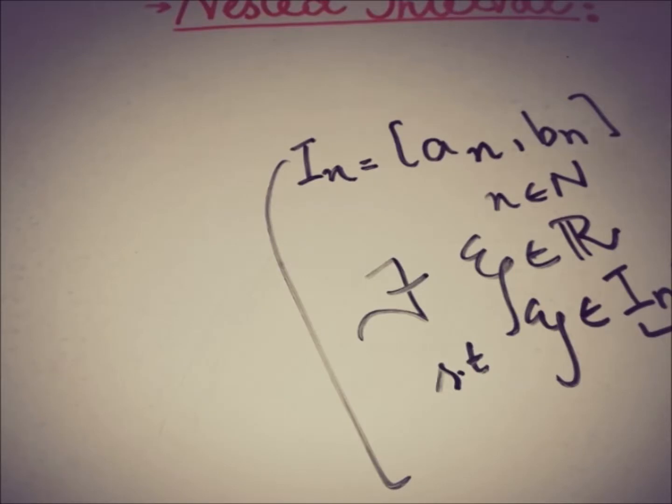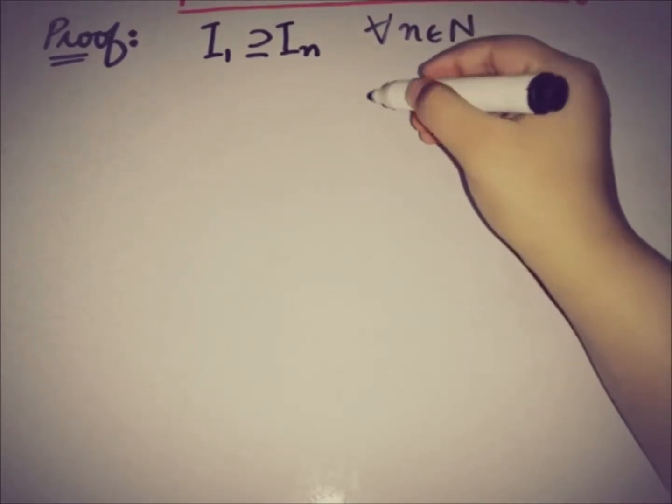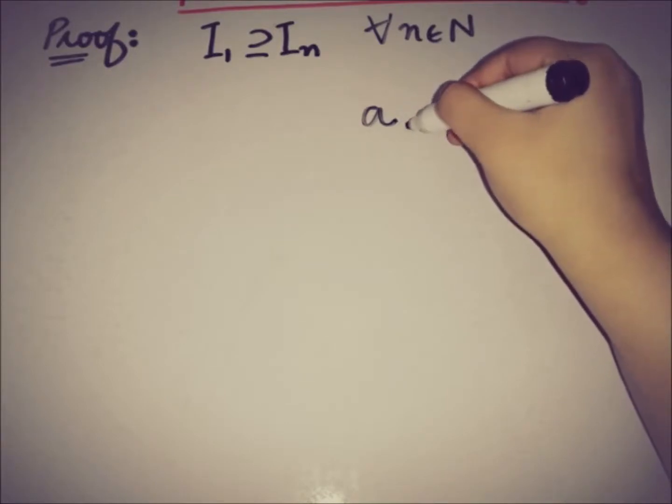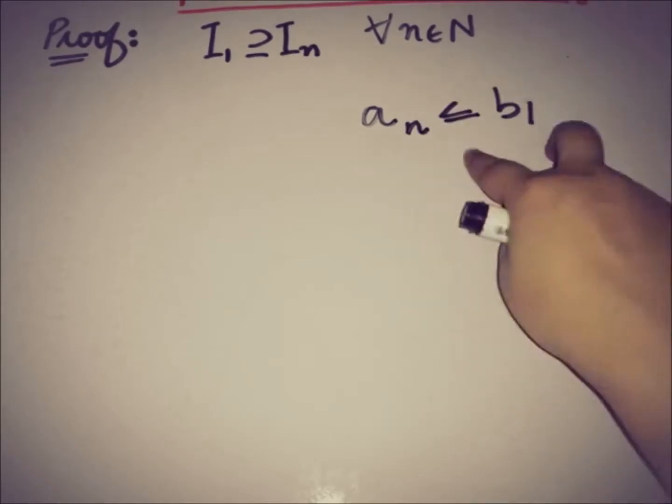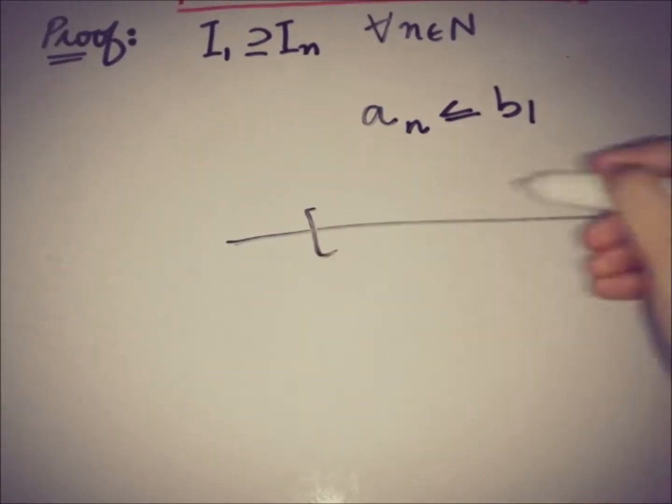Now we are going to prove this. It is given that we have a sequence of nested intervals and the intervals are closed and bounded. So the intervals are nested, and I1 is a superset of every possible interval. If so, then we can say that an is less than or equal to b1. Why is it so? Because we have intervals like this.